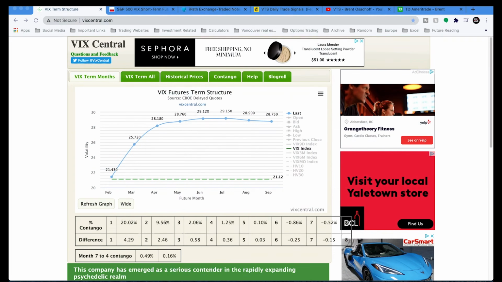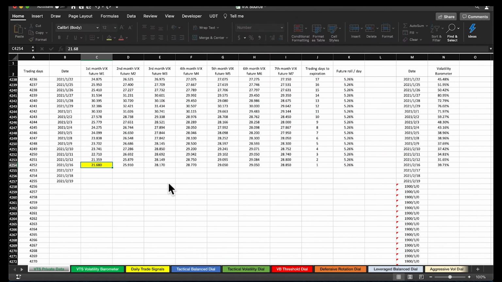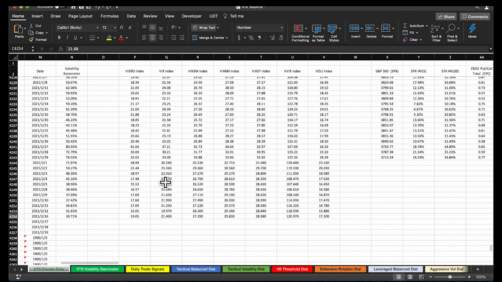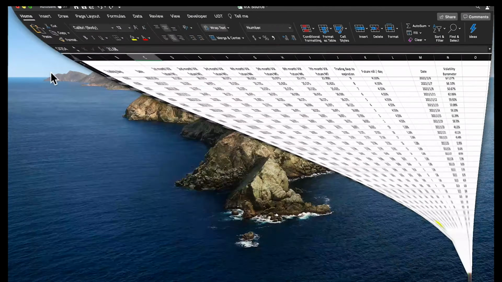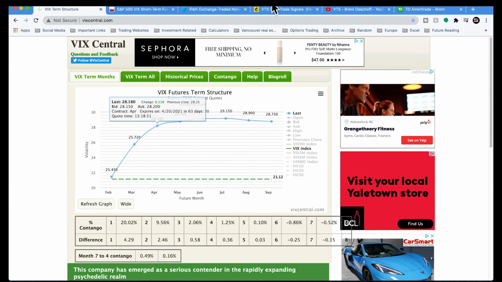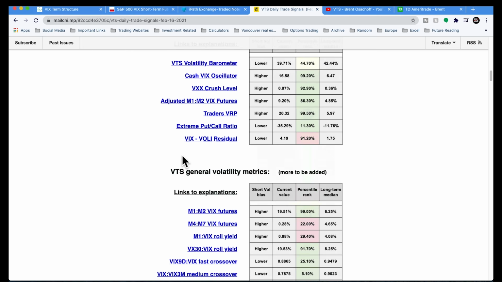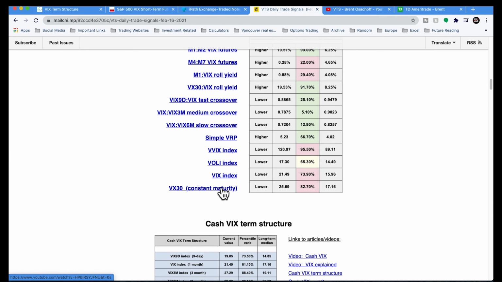So it's very, very important that you actually study those futures, understand what they are. And if you're very detail oriented and very analytical, you might want to actually go and try to calculate them yourself. Like I said, I calculate all these things. I track a whole bunch of data every day. And that's what I share with my VTS community, right? I calculate these numbers. We also have the VX30 constant maturity. It's actually at 25.69 when I sent the email.